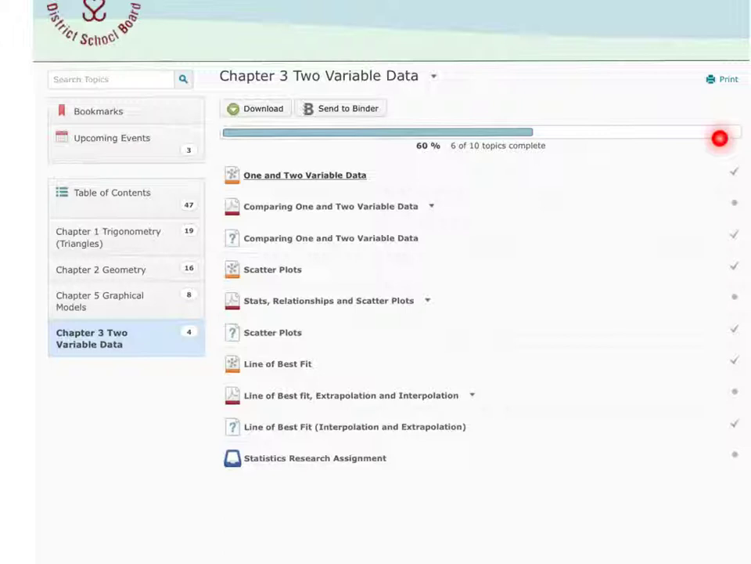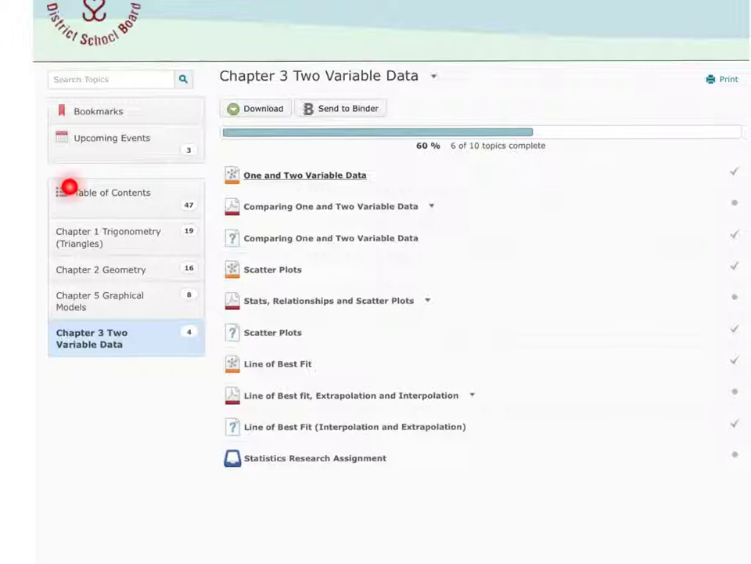Okay. And what about over here? So how does this work? Well, those are all the chapters. So the numbers just mean like this one says 4 for chapter 3. That means that you didn't open 4 of the topics. So 1 is the assignment, line of best fit, the stats, and the comparing 1 and 2 variable data.